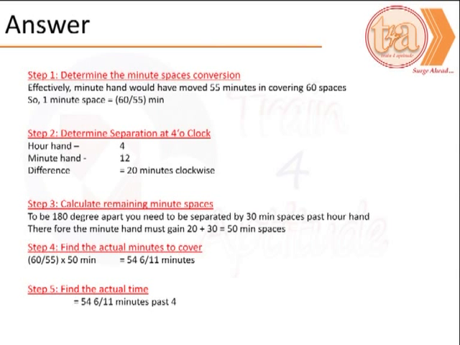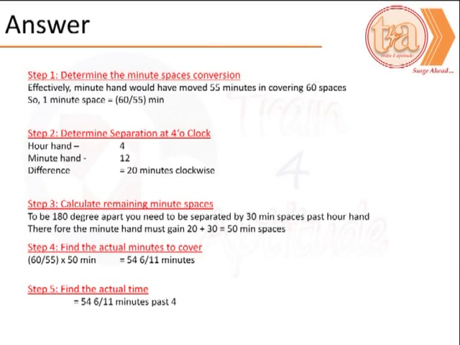Then we convert these 50 minute spaces to the equivalent minutes, which is 54 6 by 11 minutes, and then adjust it to the time from 4 o'clock. That is, the answer is 54 6 by 11 minutes past 4 when the two hands would be pointing in opposite directions.